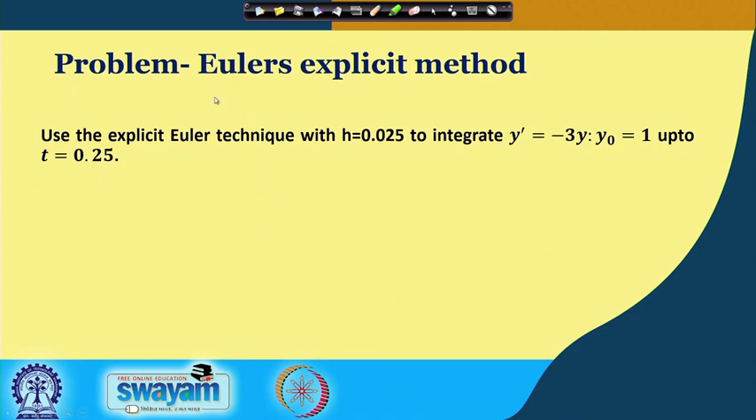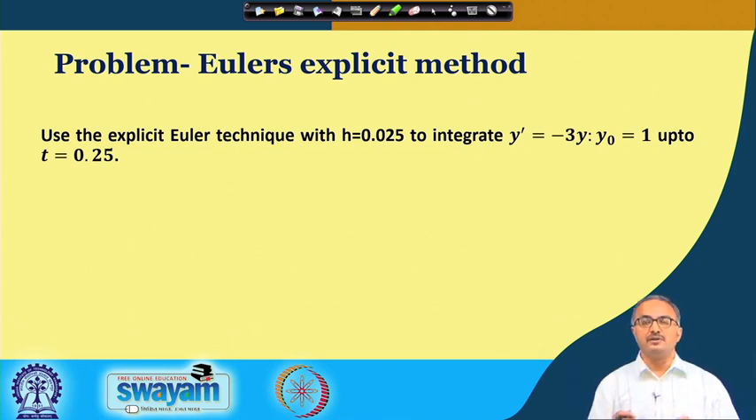So, first let us take up this Euler's explicit method. As I told you in our previous lecture, explicit and implicit means that if you are able to get the value of the unknown variable in terms of the independent variable, then it is called explicit, and if you find that the value of the dependent variable has to be found on the basis of not only the independent, but also the dependent variable itself, then it becomes an implicit.